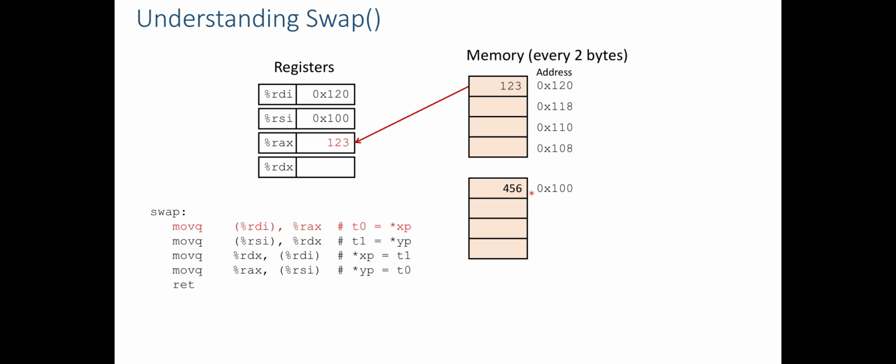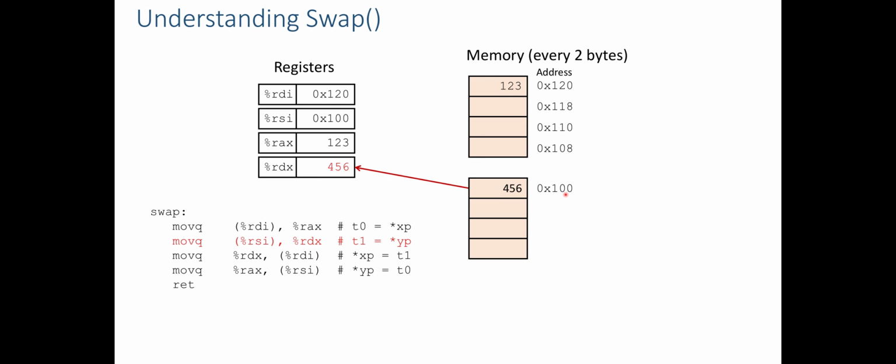And so this first line of the swap code is basically taking that 123 that XP is pointing to and putting it into the register RAX. And then this next line of code is similarly taking what RSI is pointing to, and RSI is 0x100, and here's the 0x100 over here, and it's taking and putting 456 into RAX.